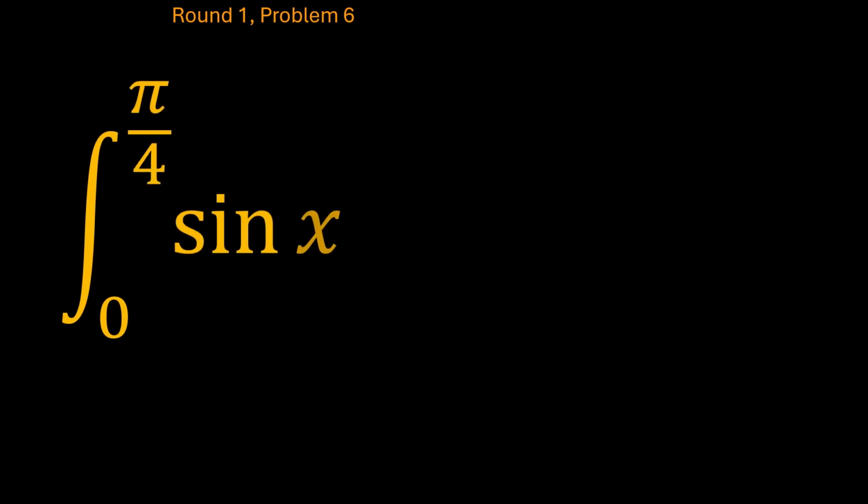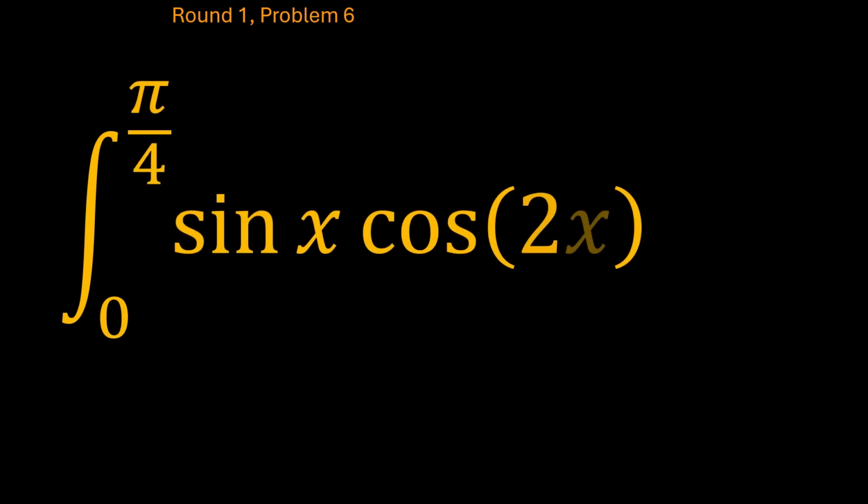Problem 6 is the definite integral from x equals 0 to x equals pi over 4 of sine x times cosine 2x. An interesting problem, also quite easy. However, none of the contestants was able to solve it. We'll give you a snippet of that video and then introduce you to our version of the solution to the problem.